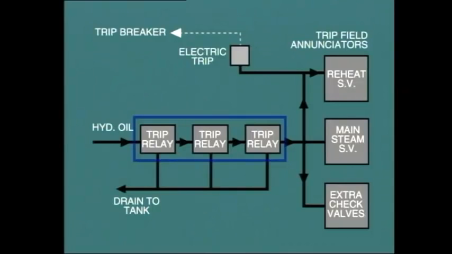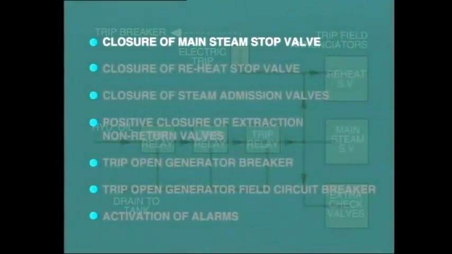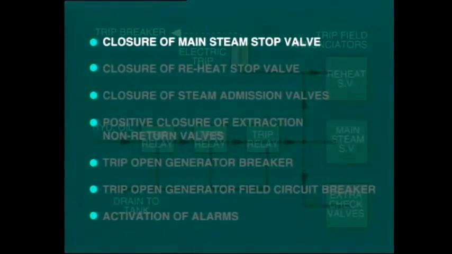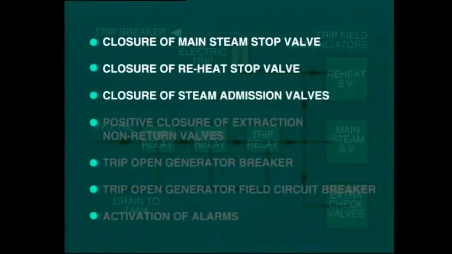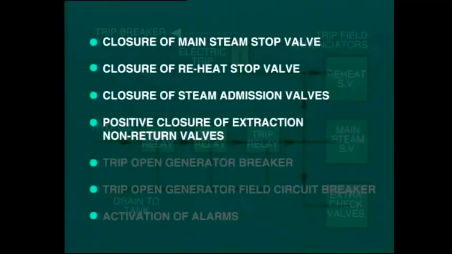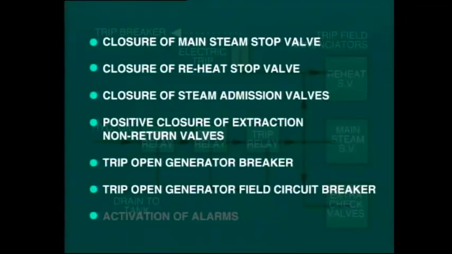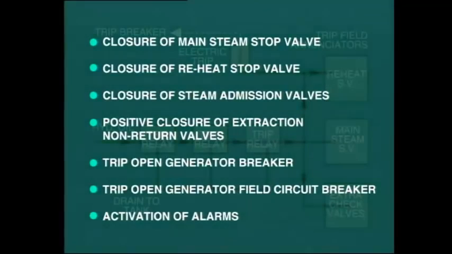Operation of any trip relay should cause the following action: closure of main steam stop valve, closure of reheat stop valve, closure of steam admission valves, positive closure of extraction line non-return valves, trip open the generator breaker, trip open the generator field circuit breaker, and activation of alarms and annunciation.